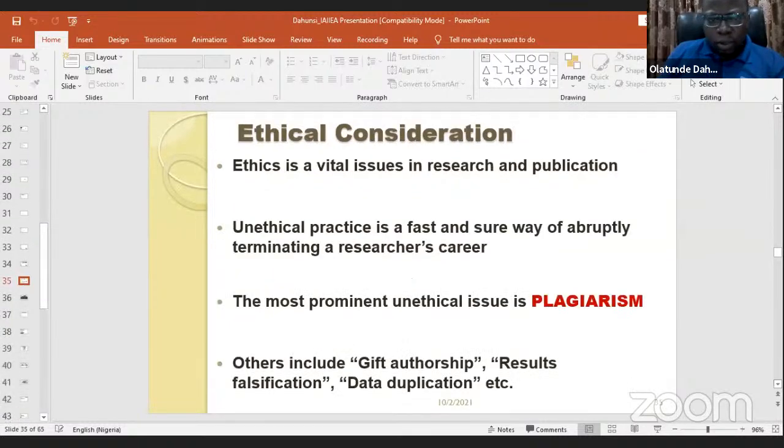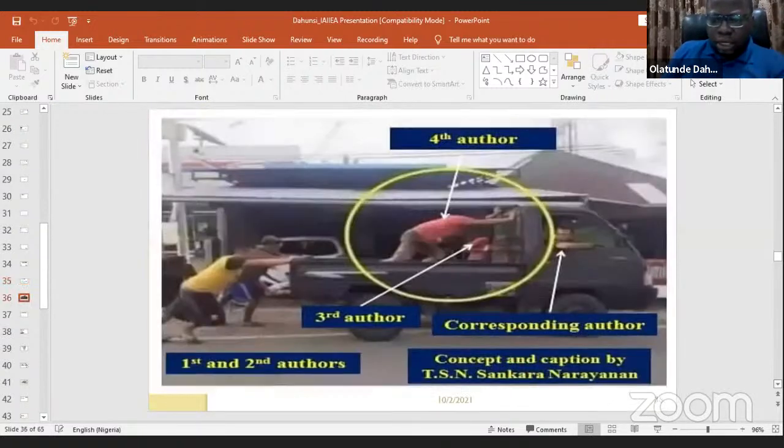So let's move forward. Now, you must be wary of ethical considerations, and the most important of them is plagiarism. Unfortunately, today, it is something that goes around the whole world. People plagiarize at will, and it is not something that should be talked about among us as researchers because it is not good. Other things like gift authorship and falsification of results, we must avoid.